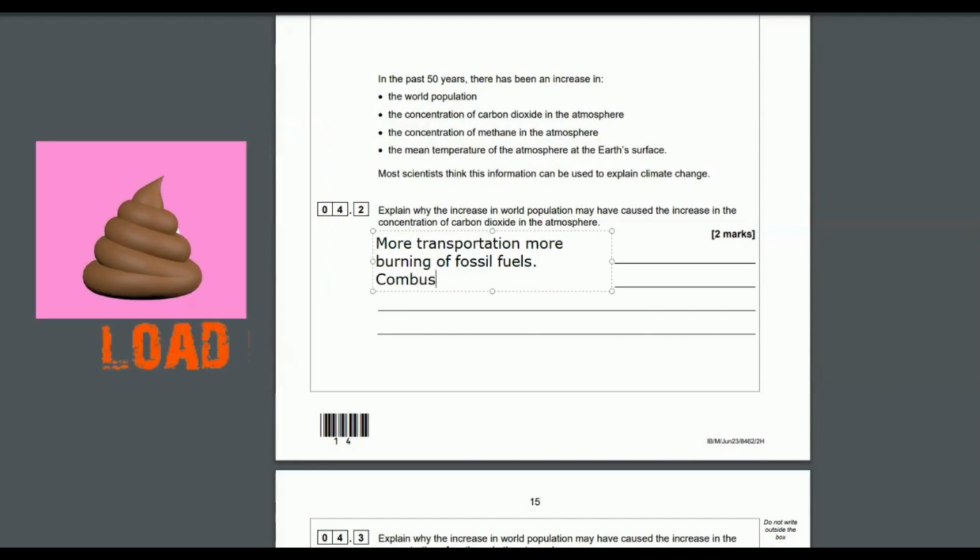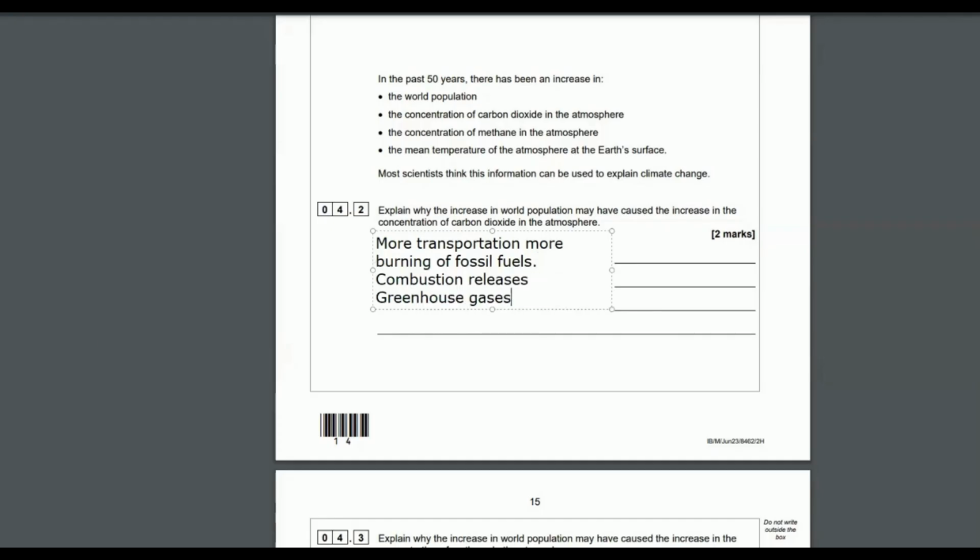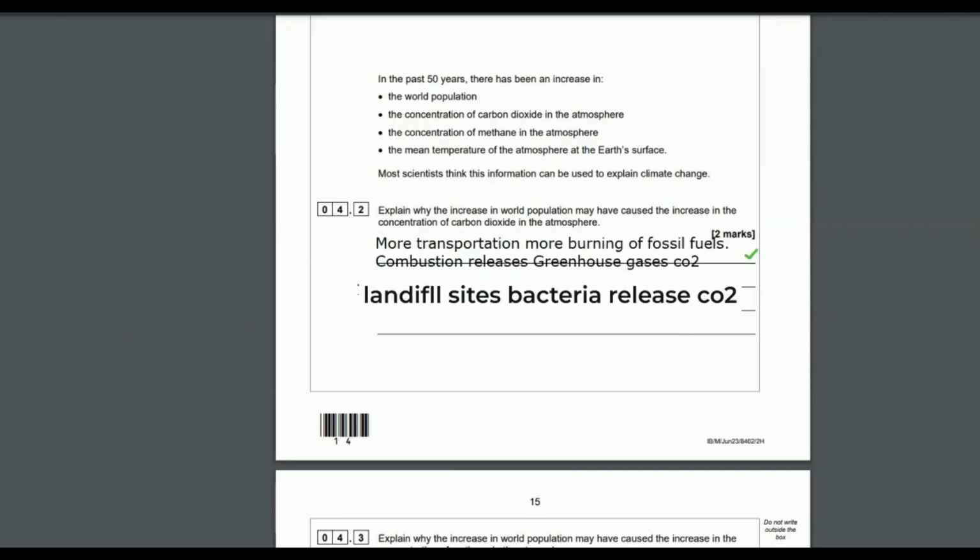There are loads of answers for this, excuse my language. More transportation means more combustion of fossil fuels, more heating in the homes, greater population, more burning of fossil fuels to keep warm, more combustion, more CO2 release, more landfill sites for all your rubbish where it gets decomposed and that can release CO2 as well. We've got deforestation to clear the area for homes and houses. So less carbon dioxide locked up by photosynthesis.